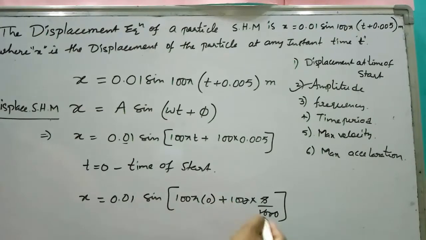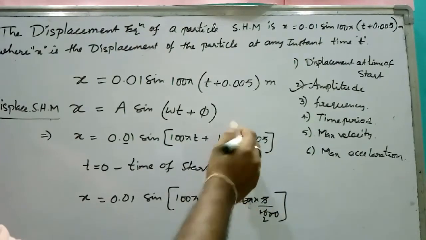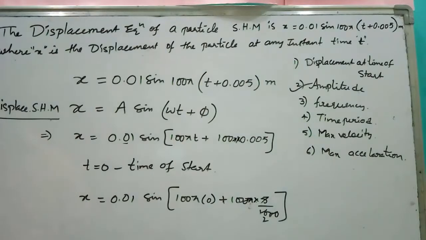Then x equal to 0.01 into sine of pi by 2. Sine pi by 2 is how much? Sine 90 is 1. So we get 0.01 into 1. So the displacement at the time of start is 0.01 meter.